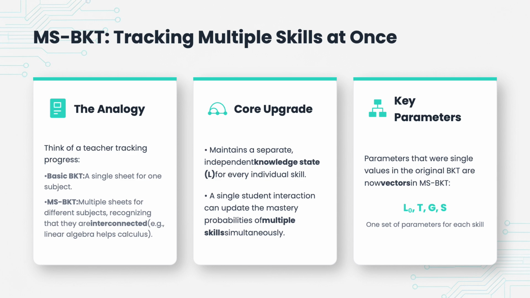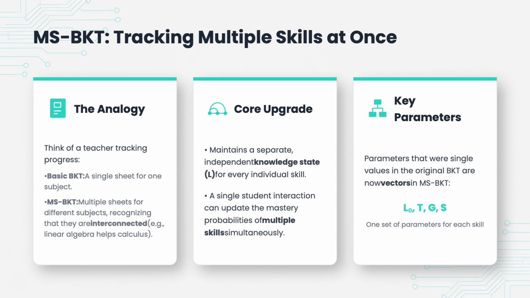First up is multi-skill BKT, or MS-BKT. Let's use a simple analogy. Imagine a teacher tracking a student's progress. A basic BKT teacher has one sheet for one subject. An MS-BKT teacher has multiple sheets, one for each subject the student is learning, and importantly, the teacher understands how these subjects are connected. For example, mastering linear equations helps with learning quadratic equations. The core idea is that instead of a single probability value, we now have a vector of probabilities, one for each skill.